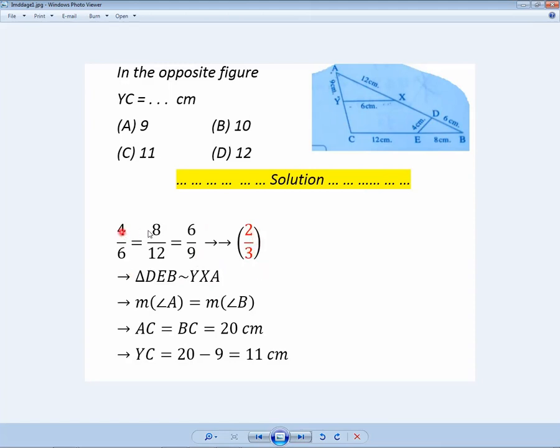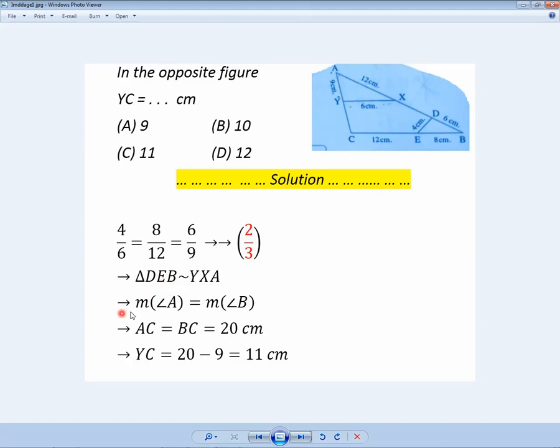So the 3 sides up are proportional with the 3 sides down. That means the triangle up and the triangle down are similar. So I have to write triangle DEB is similar to triangle YXA. This is the right order, because here I said DEB: small, big. Here I have to say also small and big, YXA, DEB.